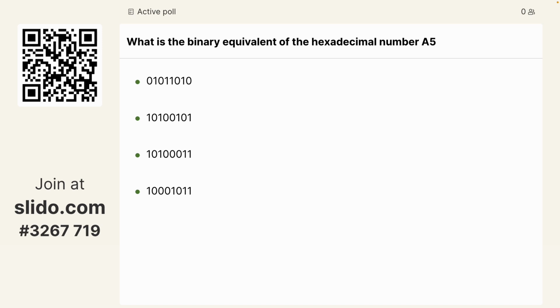So the first question is, what is the equal binary representation for this hexadecimal number A5? So remember to use the technique we introduced in the previous slide. You don't really need to compute the decimal value again and then convert the decimal value back to the binary value. You can directly know the binary value from the hexadecimal value just by knowing how to expand each digit of the hexadecimal value into the binary value.